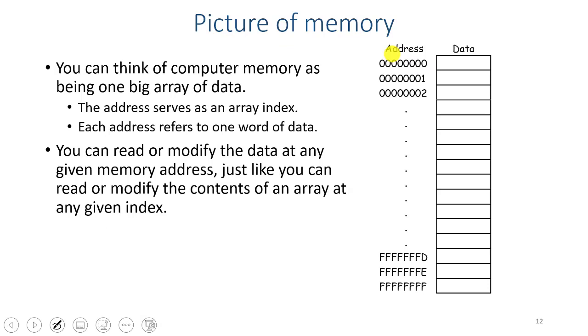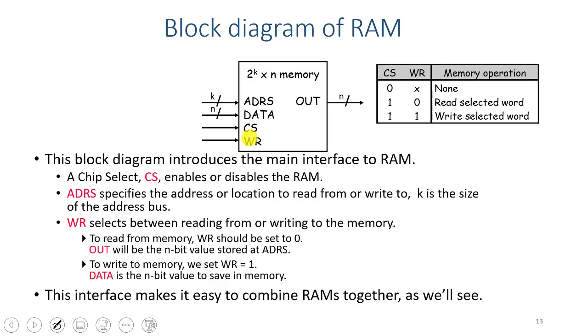Here, I just want to show you how to think about RAM. Think about it as an array. Each location can hold one word, and each location has an address. So the address serves as an index, and each location can hold one piece of data. So how do we read from RAM?